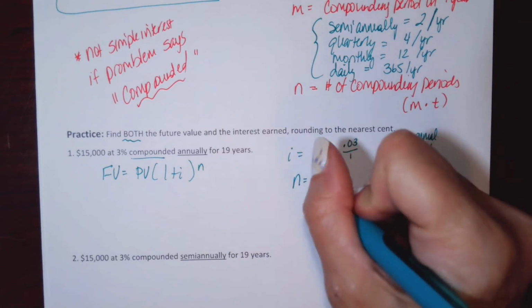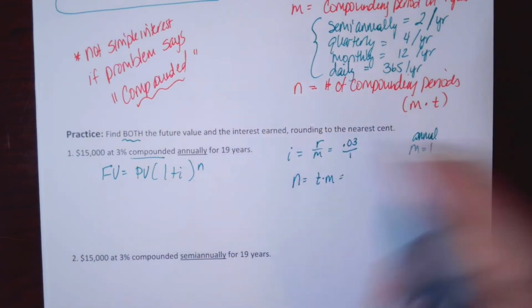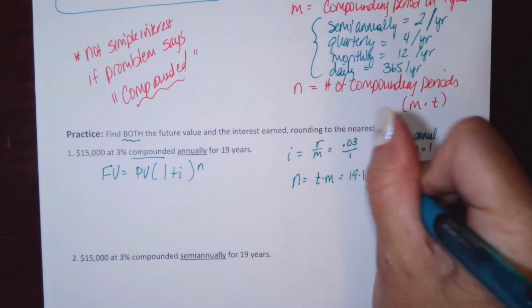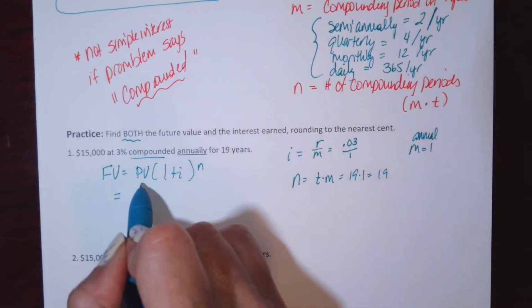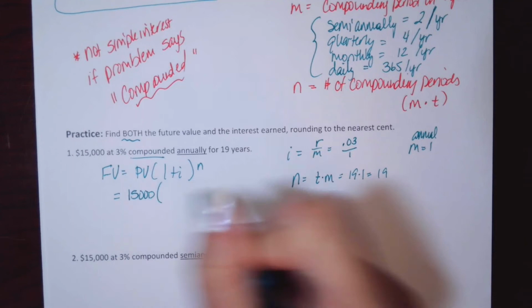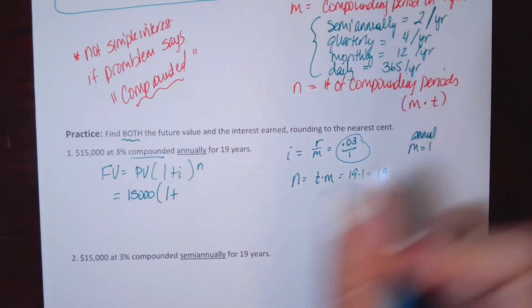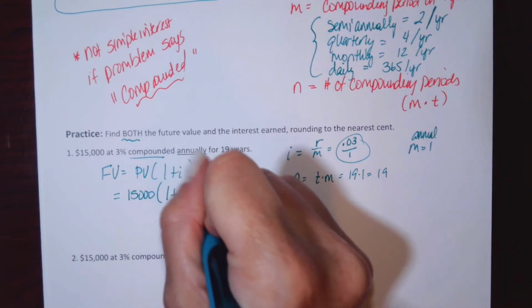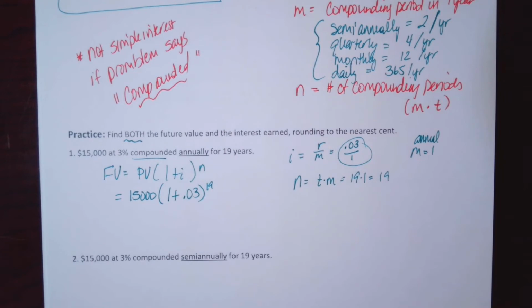N is T times M. Well, M is 1, T is going to be 19 years. So 19 is N. Alright, let's plug in what we know. We are taking $15,000 as our present value. 1 plus I, where I is 0.03 over 1, so just 0.03, to the 19 times 1 is just 19.